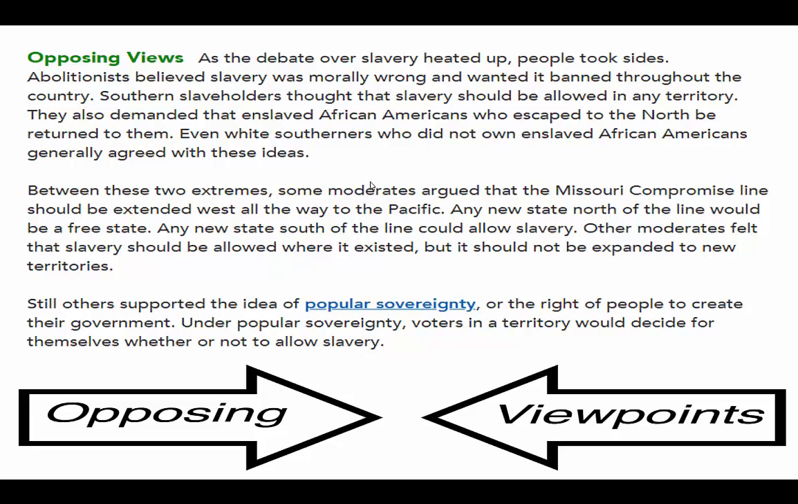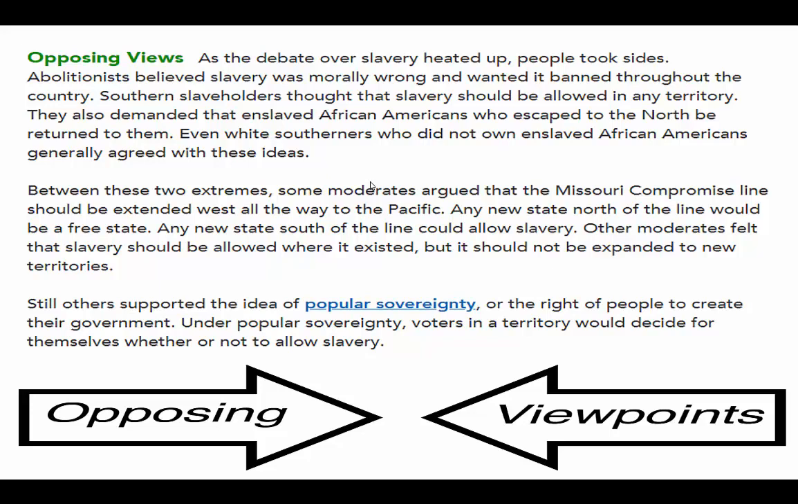So we got a lot of questions to answer here. Number 11, what stance did Northern abolitionists take over the issue of slavery? They believed that slavery was morally wrong and should be banned throughout the country. Number 12, what stance did Southern slaveholders take over the issue of slavery? They believed slavery should be allowed in any territory, and they also demanded that enslaved African Americans who had escaped be returned to them.